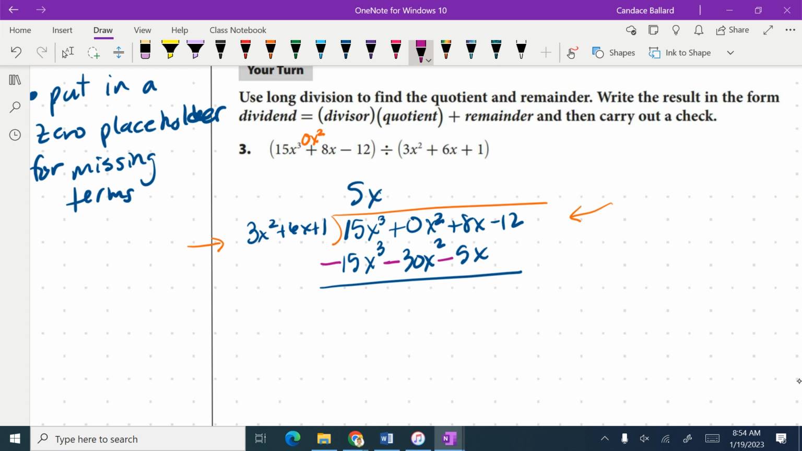15x cubed minus 15x cubed is what? Cancels out, which is 0, right? So that's what we planned to have happen. We're not going to write that down. What's 0x squared minus 30x squared? Good, negative 30x squared. 8x minus 5x. Positive 3x, and then we're going to drop our negative 12 down there.